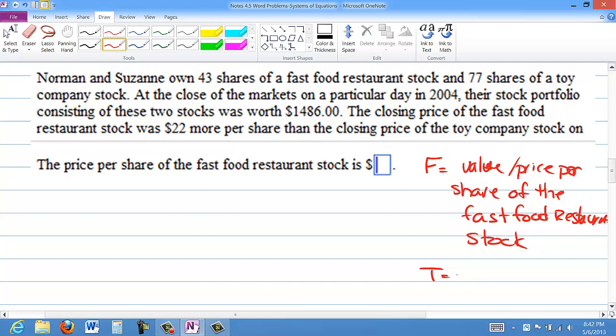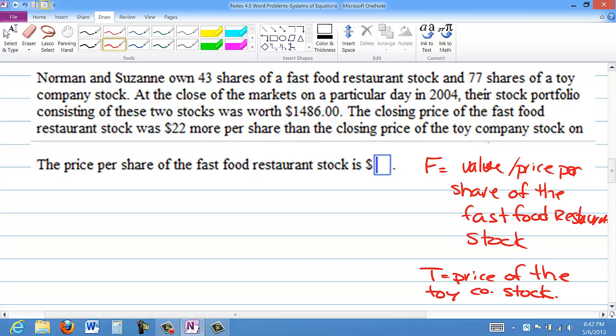And T will be the price of the toy company stock. So there is our two values. The next thing we need to do is write our equations.